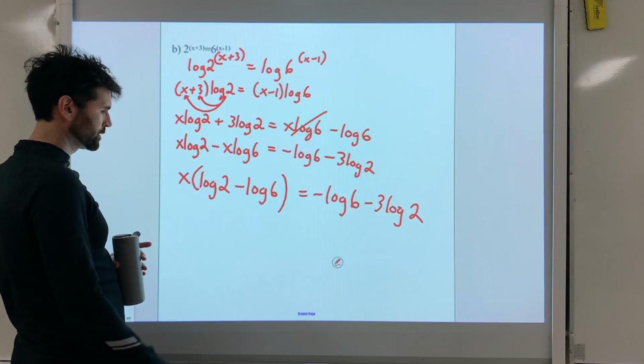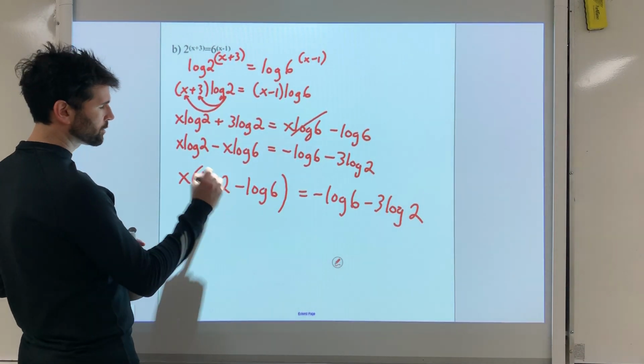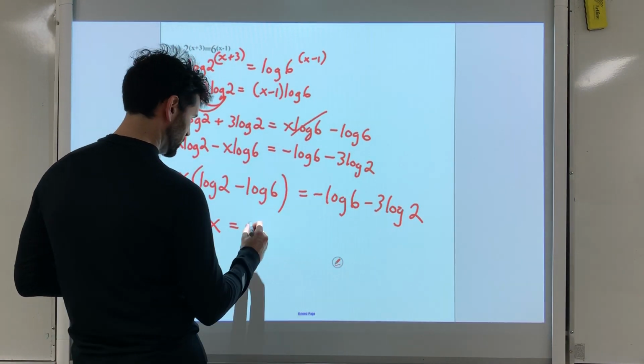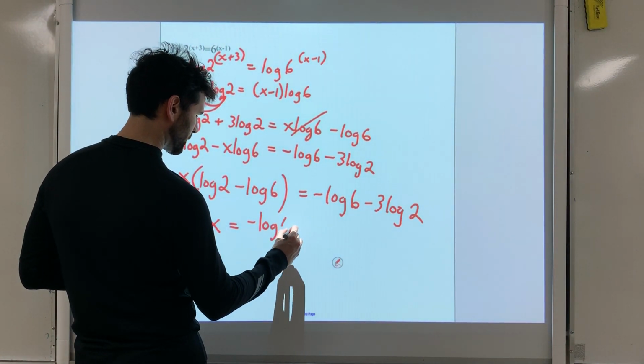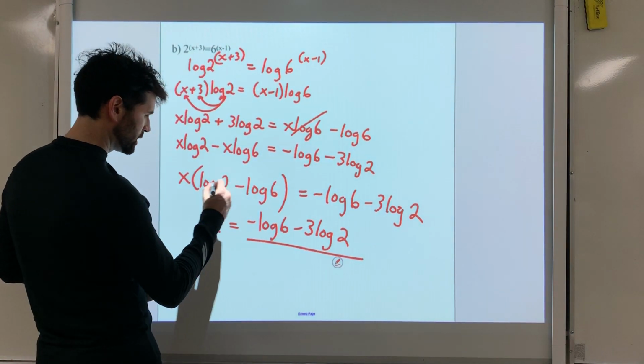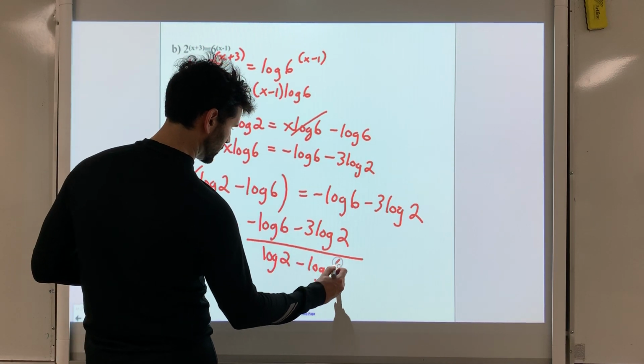How would you solve 2x equals 5? Well, you would divide both sides by 2. So I'm going to divide both sides by this statement. So I'm going to get x equals the numerator divided by the denominator, log base 2 subtract log 6.